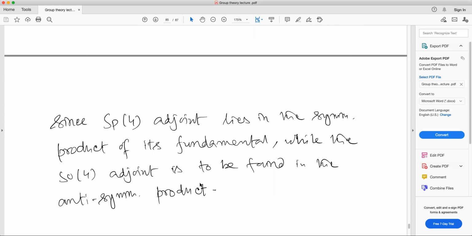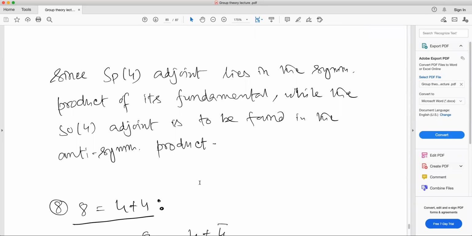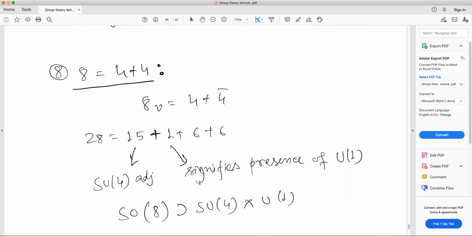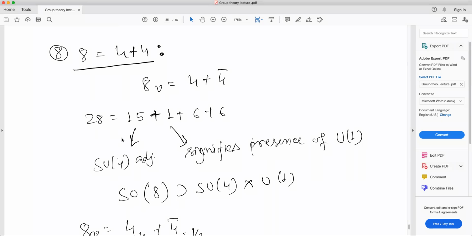Since the SP4 adjoint lies in the symmetric product of its fundamental, while the SO4 adjoint is to be found in the antisymmetric product, the same argument applies. Now, 8 also can be treated as a 4 plus 4, but it's like a 4 plus 4 conjugate. Then the 28 will be 15 plus 1 plus 6 plus 6. The 15 is the SU4 adjoint, and 1 signifies the presence of U1.